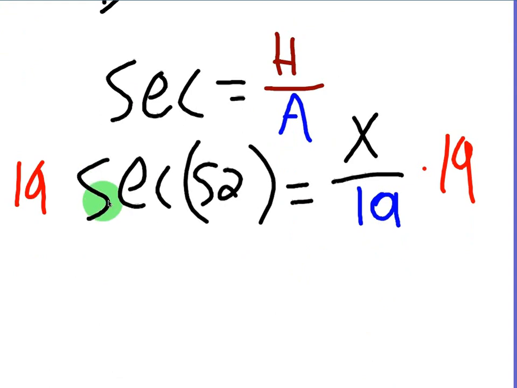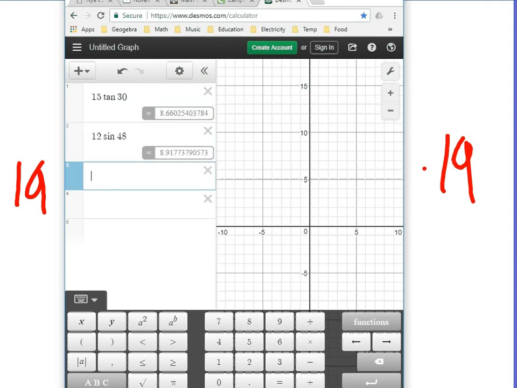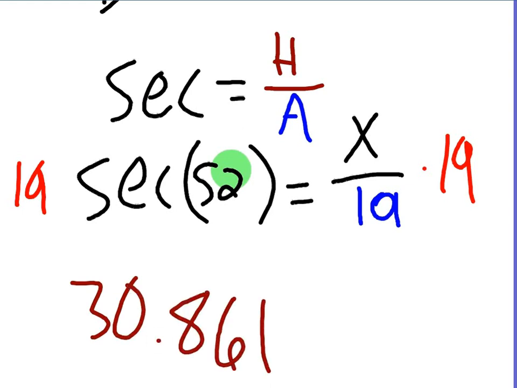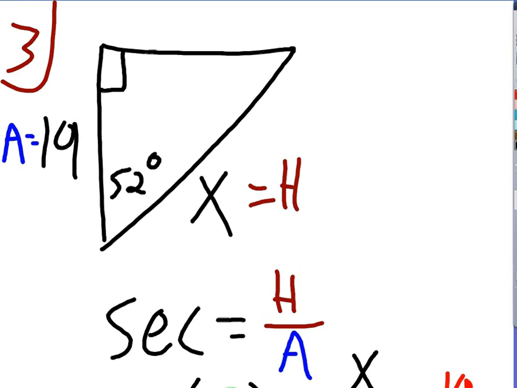So going back to the app, I'm going to be plugging in 19 secant of 52. Okay, and we get 30.861. And that's all you have to do. So in this case, that means the hypotenuse is 30.861.